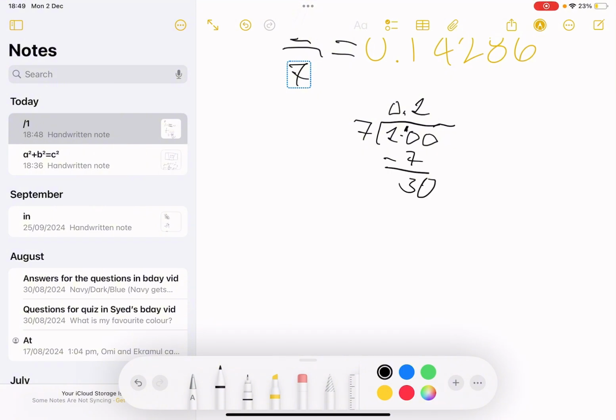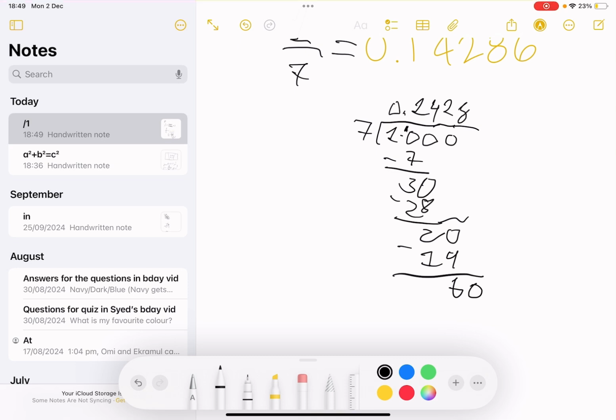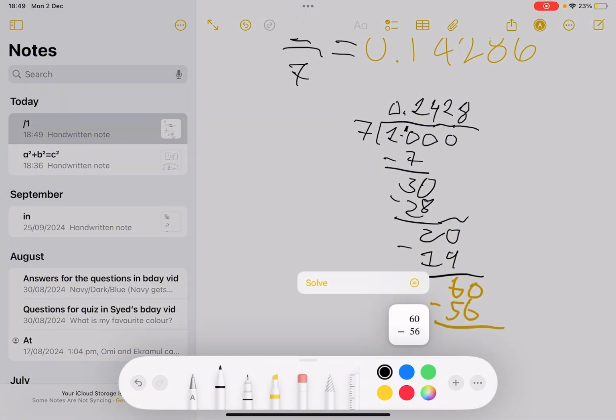30. We know 7 goes into 30 4 times, 28. 2. Bring down another 0. How many times does 7 go into 20? 2 times, because that's 14. And now we get 6. Bring down another 0. And then how many times does 7 go into 60? It goes into that 8 times, which would be 56. And then you get 4.